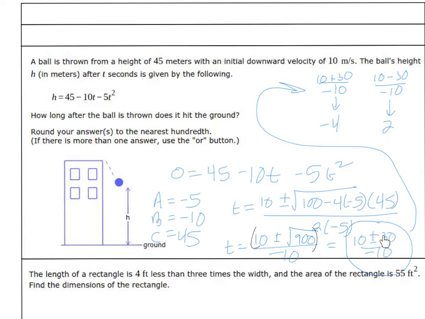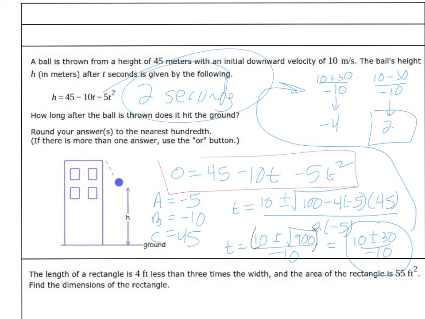So after some quick calculations, we get to something up here. I'm going to have 2 different things to figure out. What 10 plus 30 divided by negative 10 is. That's negative 4. And then 10 minus 30 divided by negative 10 is positive 2. So this ball will hit the ground after 2 seconds. We're just solving equations all over again.